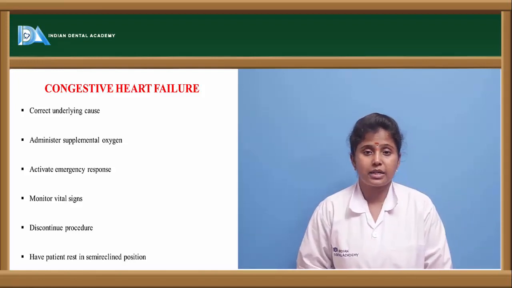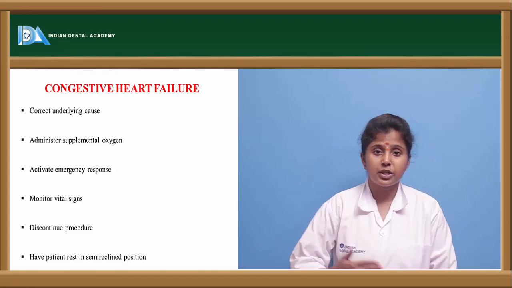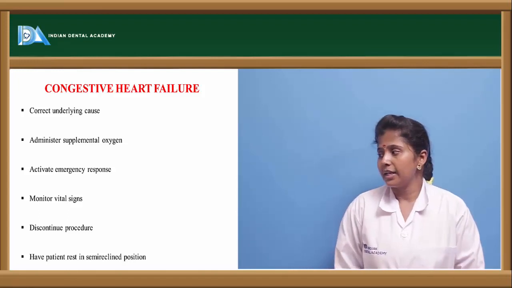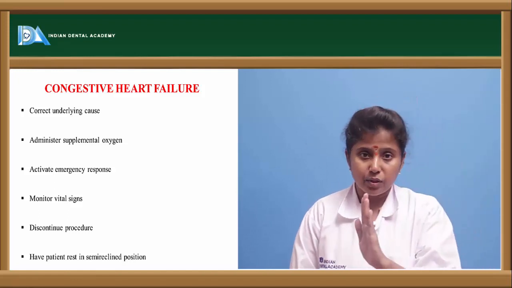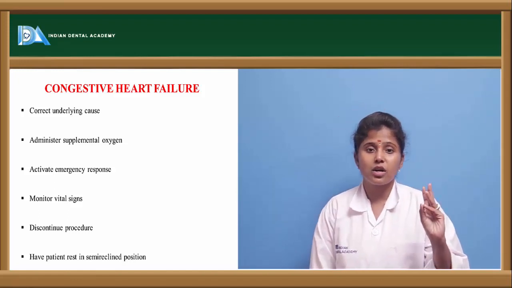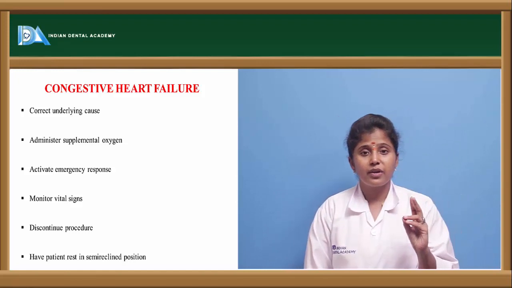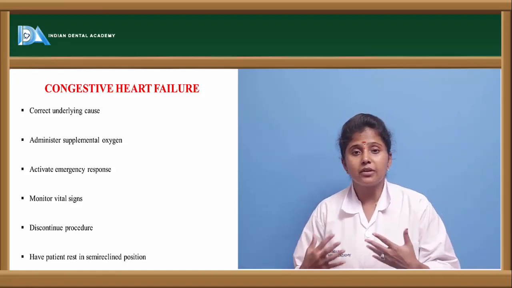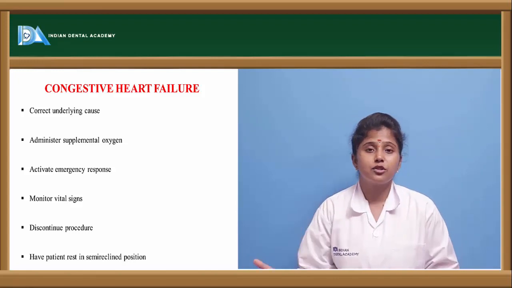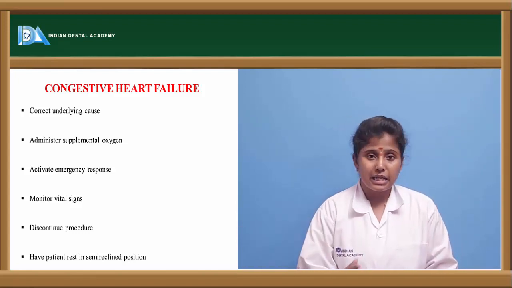And immediately in the emergency, we need to measure the vital signs. Once we measure the vital signs, then immediately the person should be placed in the semi-reclined position. So first we need to identify the cause, then oxygen supplement should be given, and we need to monitor the vital signs. And if the person is still not relieved from that, then the person should be placed in the semi-reclined position.